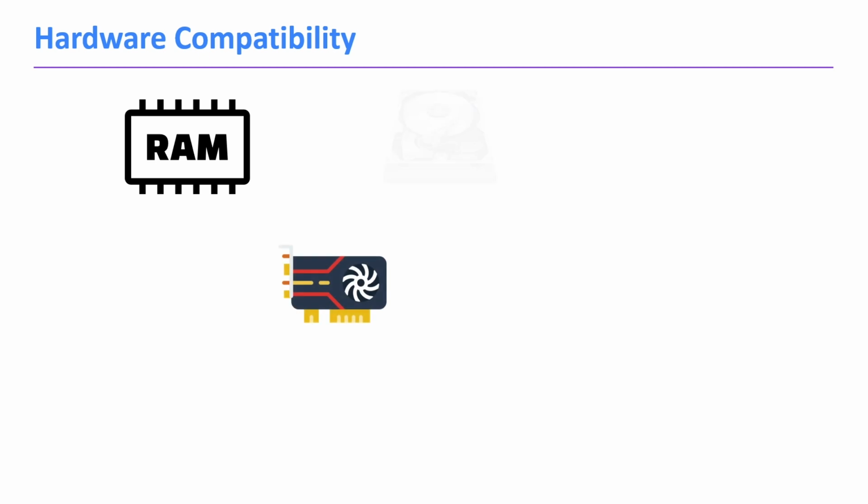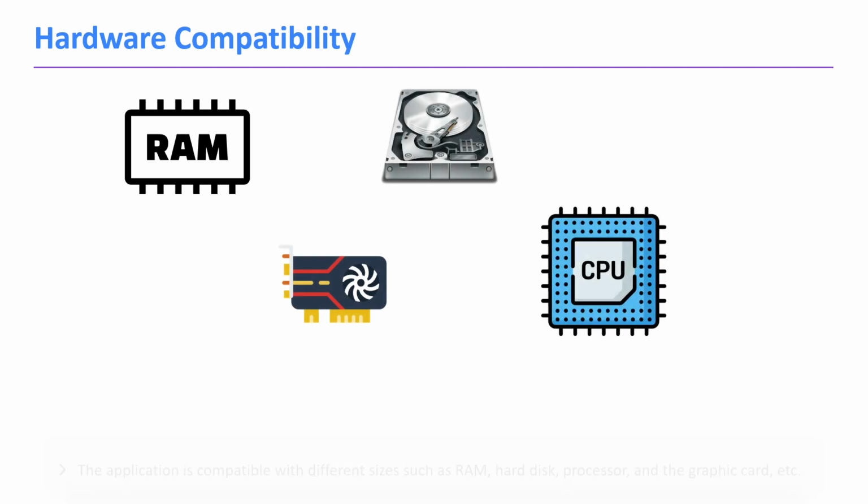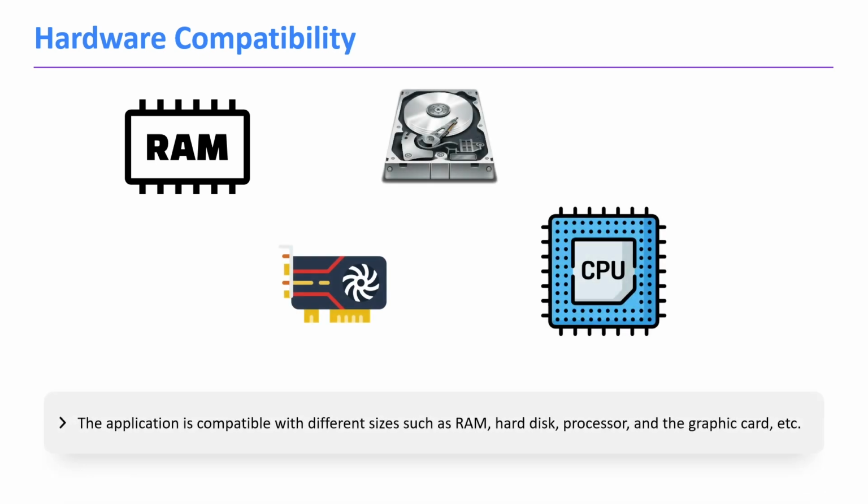Next is hardware compatibility. Testing that the application is compatible with different sizes of RAM, hard disks, processors and graphics cards. So checking our application with different hardware setups is called hardware compatibility testing.